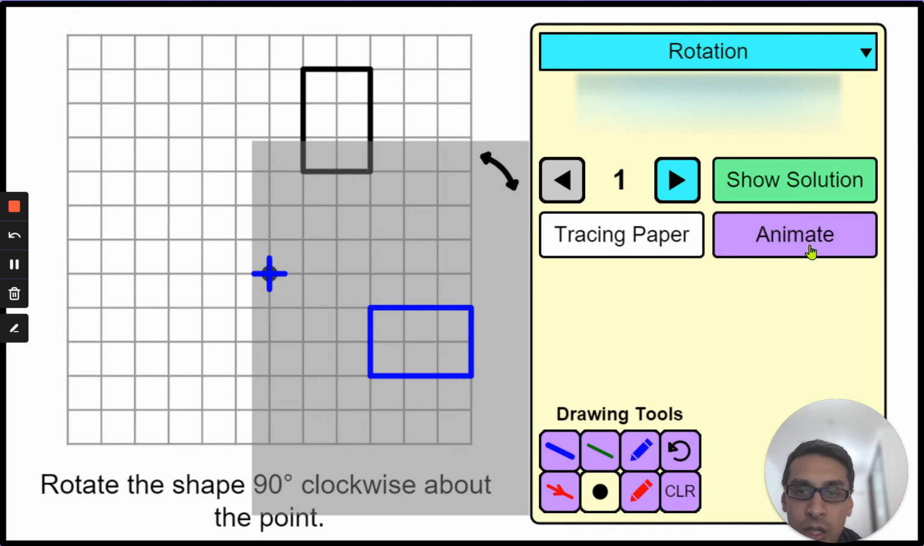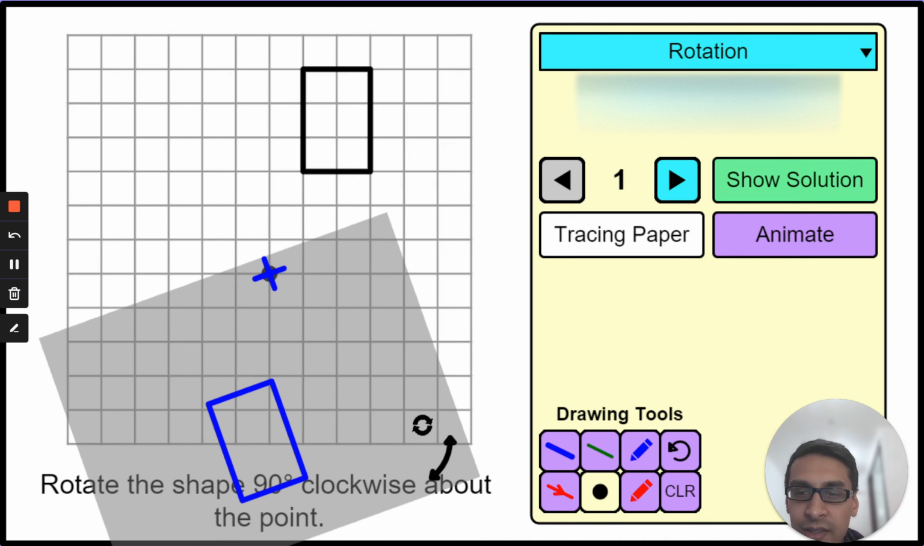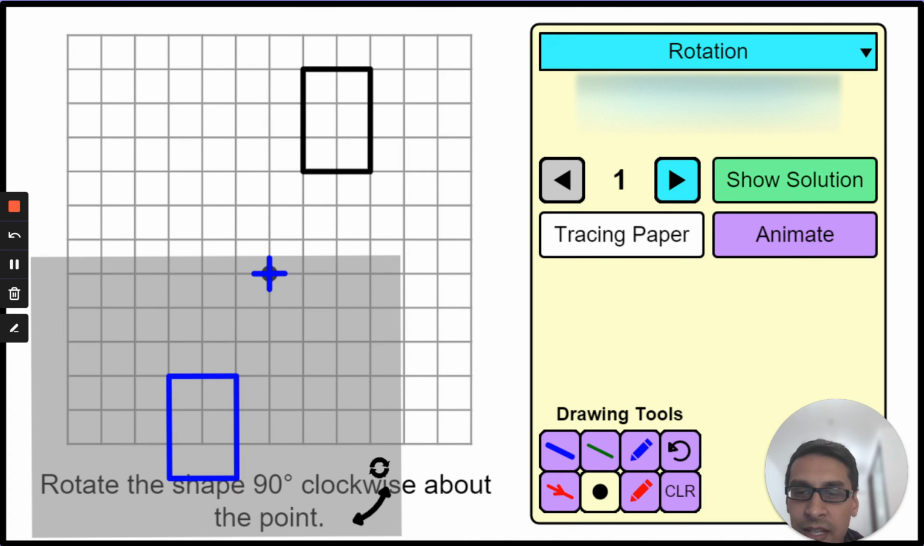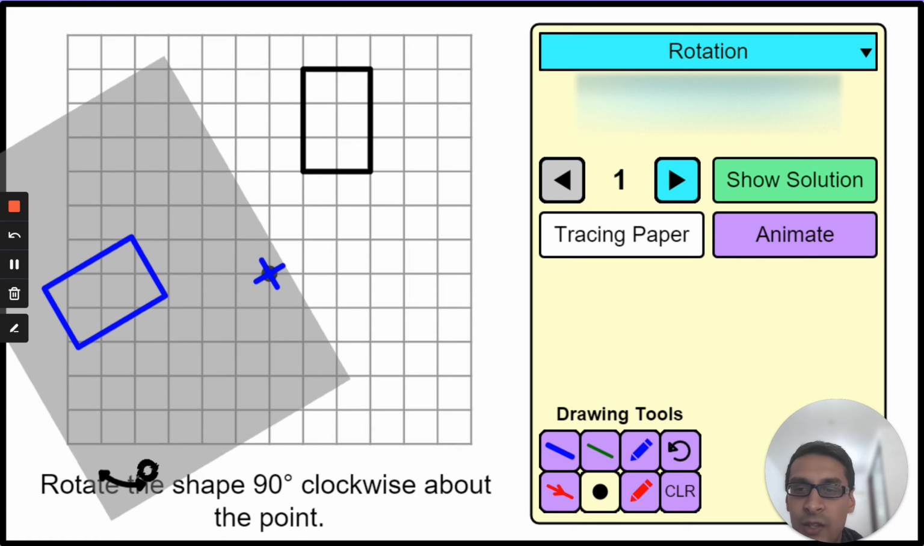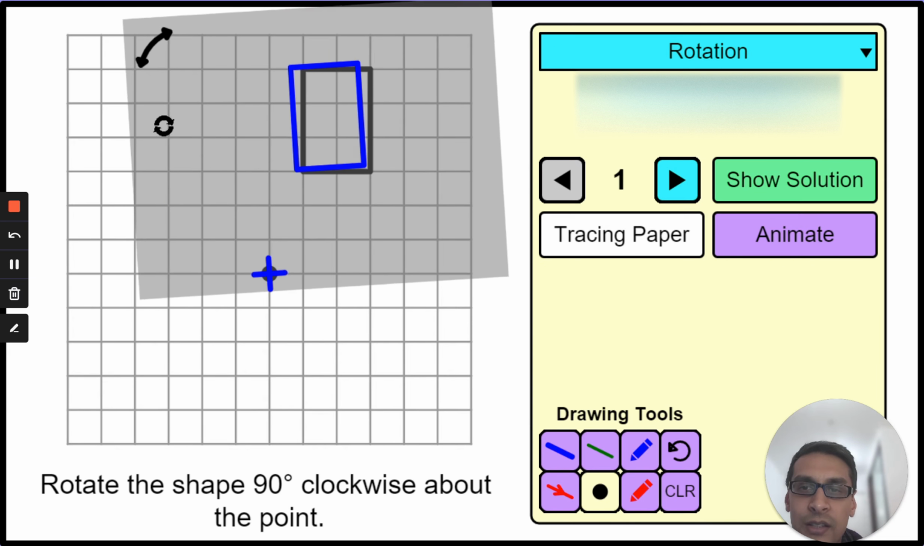Now if you were asked to rotate this 180 degrees, we would have continued our rotation, and you can see we end up down there. If I were asked to rotate this 270 degrees clockwise, I would have ended up there, and 360 degrees means I would have ended up back where I started.